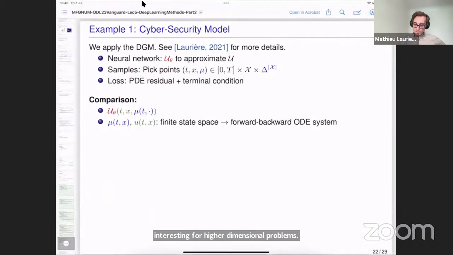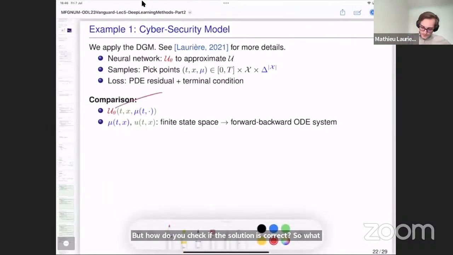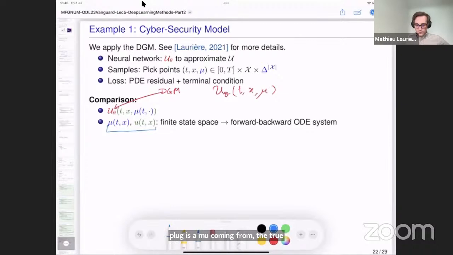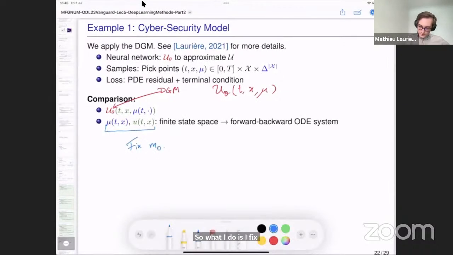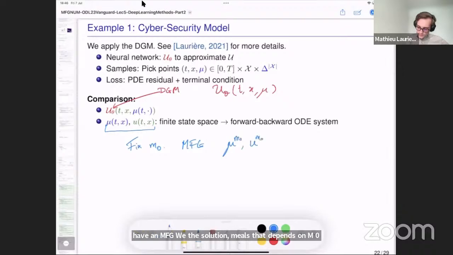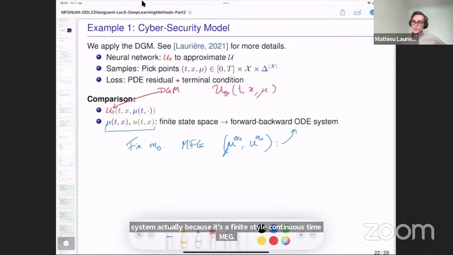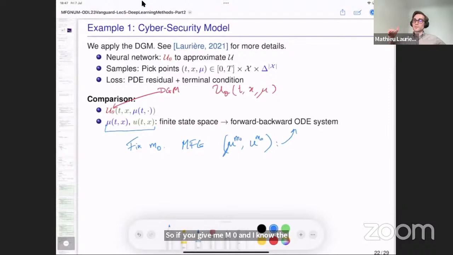But how do you check if the solution is correct? So what you can do is this: u_theta is going to be the result of DGM. Okay, so we are going to use DGM, we get this neural network. The neural network, we can evaluate it at any input, right? So any t, x, and mu. I can plug whatever I want and evaluate it because there is no discretization. Okay, so the mu I'm going to plug is the mu coming from the true solution somehow. So what I do is I fix m_0, solve. So when you do that, you have an MFG with a solution mu that depends on m_0 and u that depends on m_0. And this solves an ODE system, actually, because it's a finite state continuous time MFG. So if you give me m_0 and I know the terminal condition, I can solve the forward-backward system, no problem.